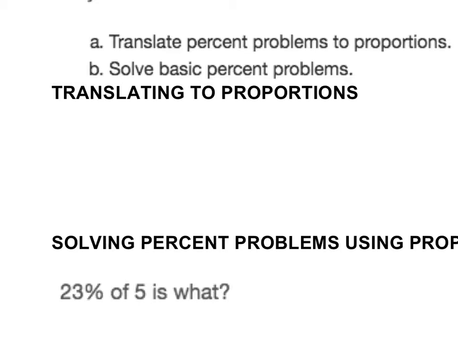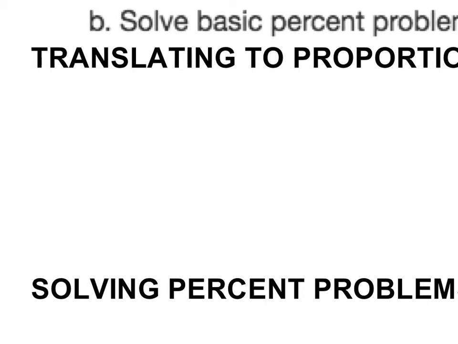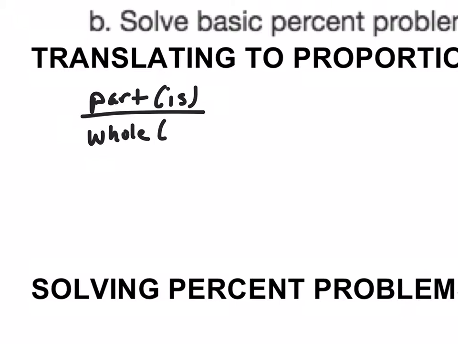I'm going to give you the proportion that I'm going to use for all these problems. The proportion is like this. For every problem, I want you to write part (in parentheses, is) over the whole, which is of. And that's going to be equal to the percent over 100.